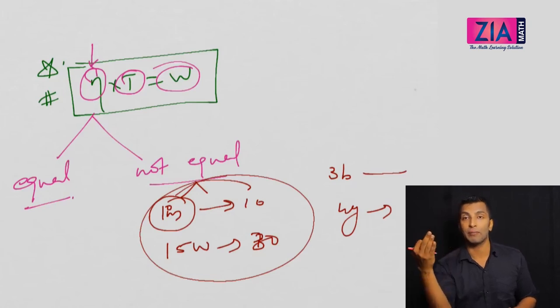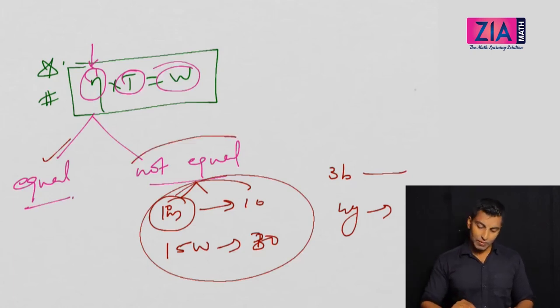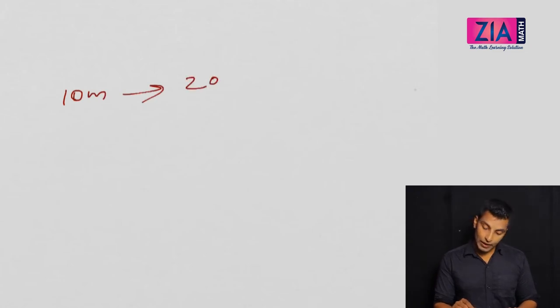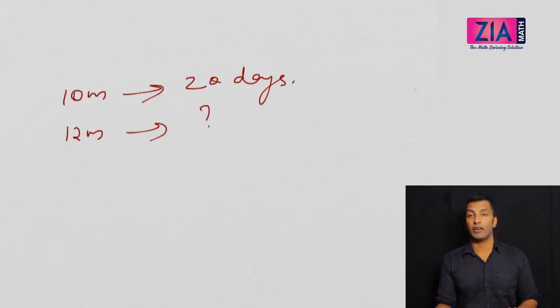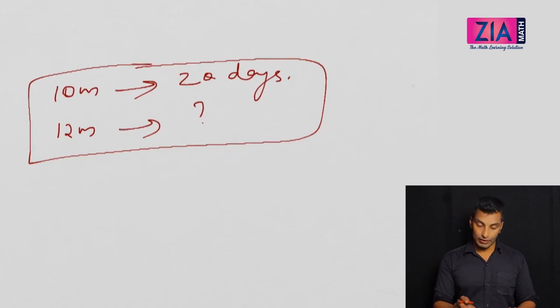So that's the understanding. Let me start with the case where efficiencies are equal. Then we will discuss the other case, but that is a difficult case, and I'll teach you a better method for it towards the end of this session. So let's start with equal efficiencies. What are the types of questions? 10 men can finish the work in, let's suppose, 20 days. 12 men can finish the work in how many days? This type of question is what we are looking at here.